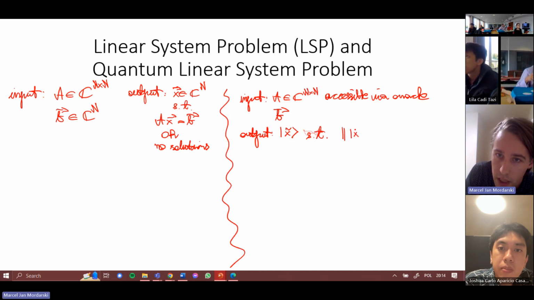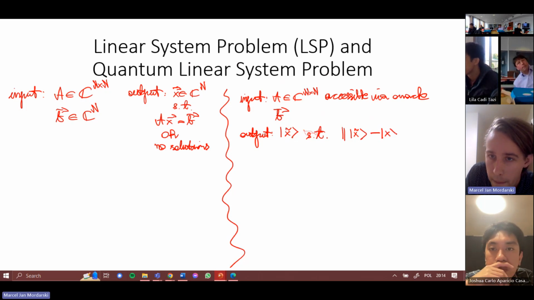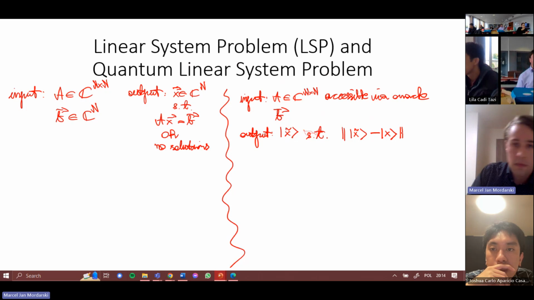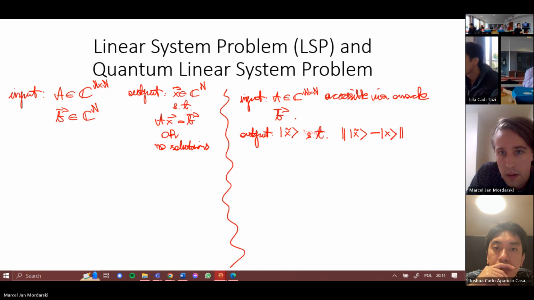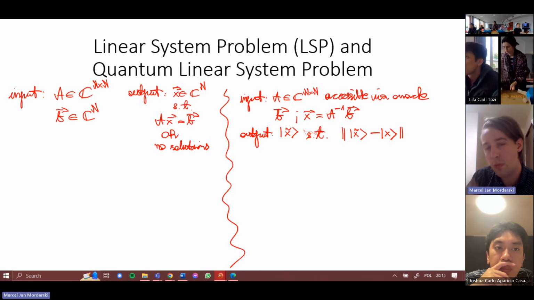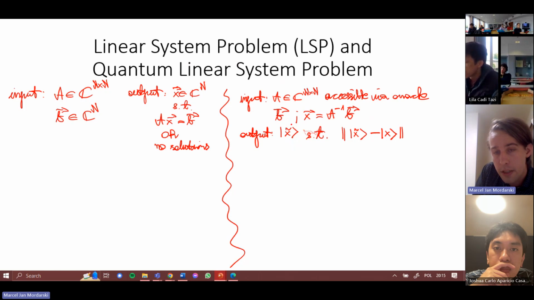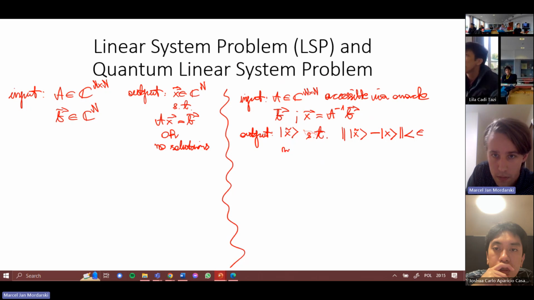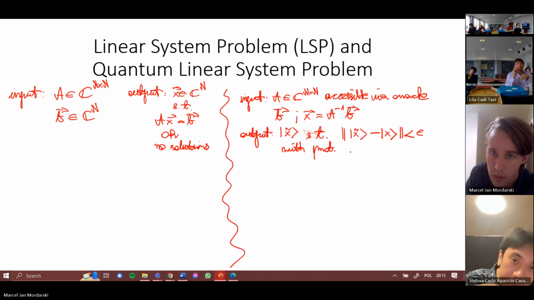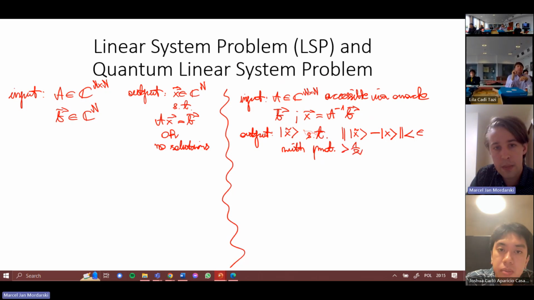the distance between the output and the actual solution to, let me also define, vector X is such that after the inversion of A and multiplication by B, we get that vector. So the output is some approximation of this X encoded as a quantum state such that the distance between the two, so our precision, is less than some epsilon. And we want to get that with the probability higher than 1/2. Or similarly, we want to get information that there are no solutions.